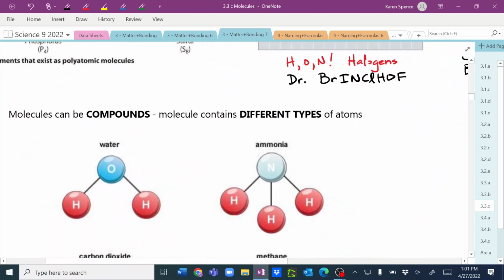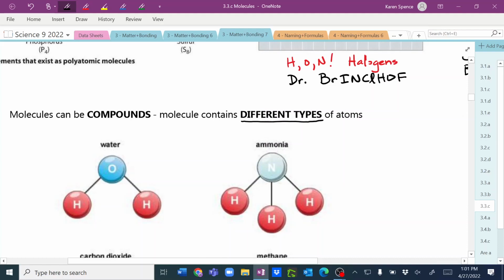Molecules can be compounds, which means they contain different types of atoms. So we have water, which is made of oxygen and hydrogen. What kind of bond is that right there that the arrow is pointing to? That is a covalent bond. And a covalent bond is strong. Okay? Covalent bonds are strong.